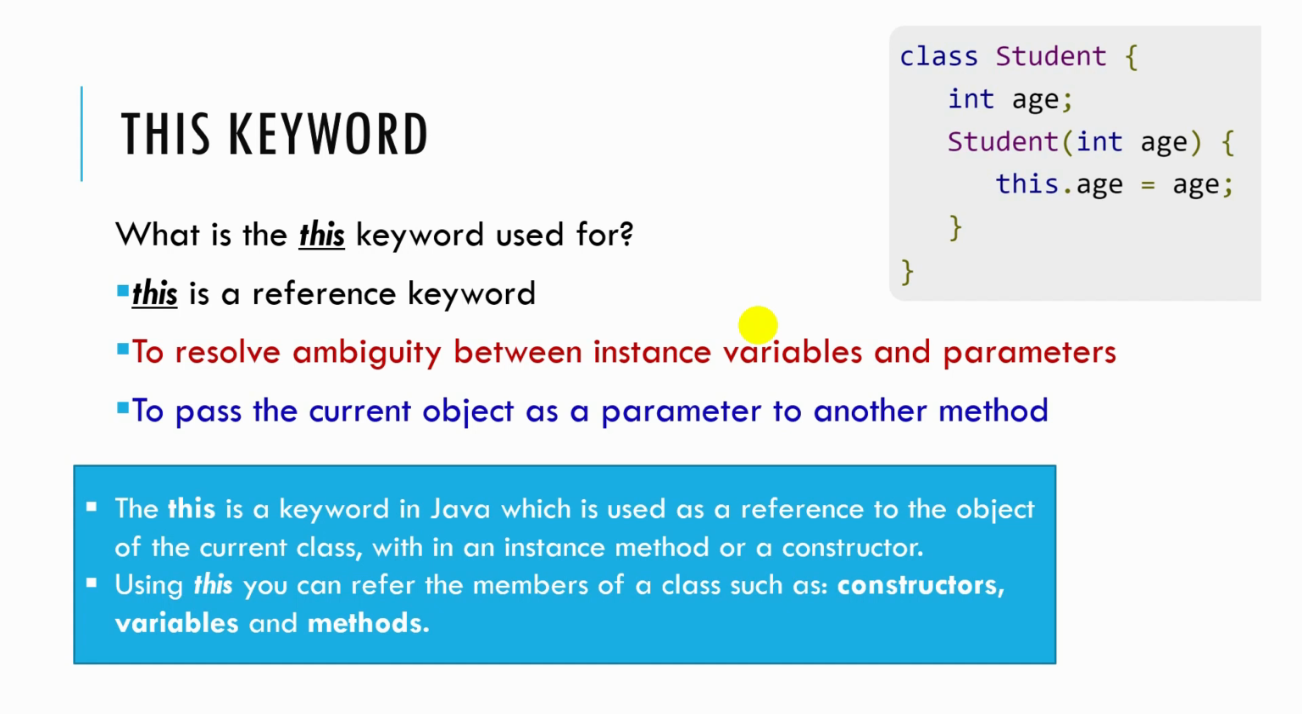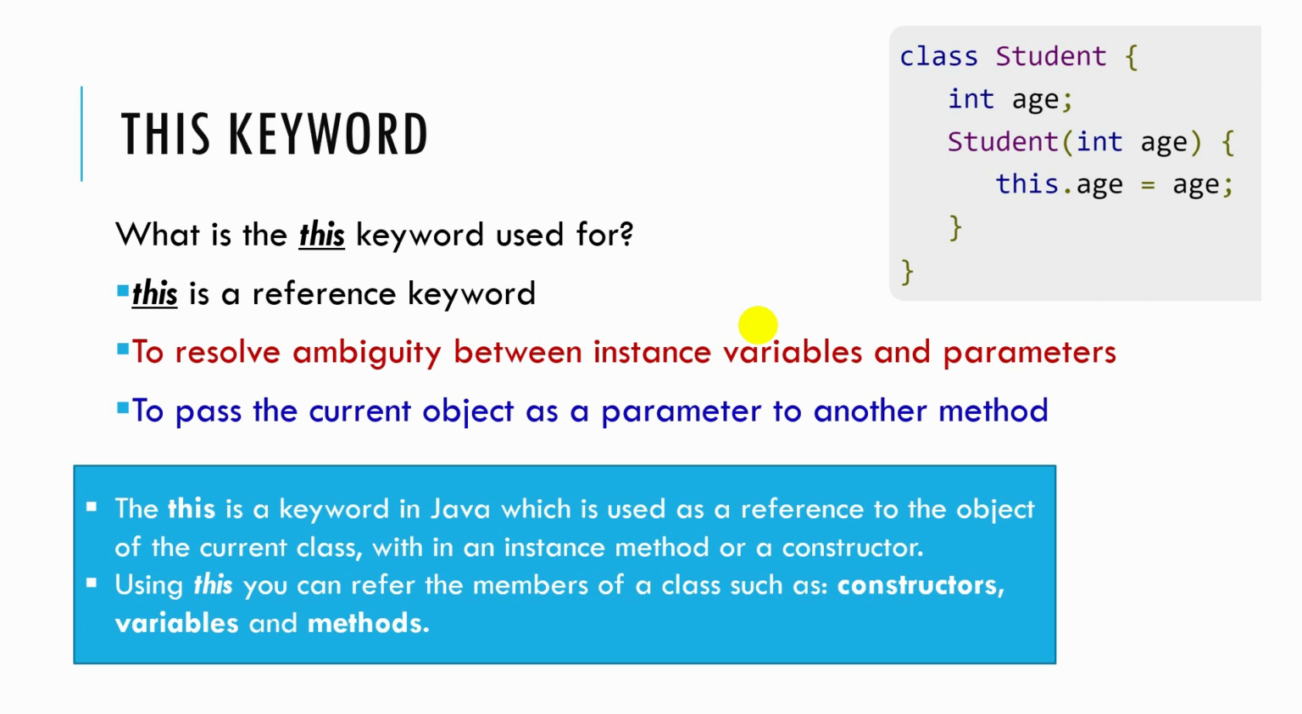In this video, we're going to explore the this keyword in Java. It also works the same way in other programming languages. So what is this keyword? This keyword is what we call a reference keyword. You can access your current object and certain data. This is to resolve ambiguity between variables and parameters.